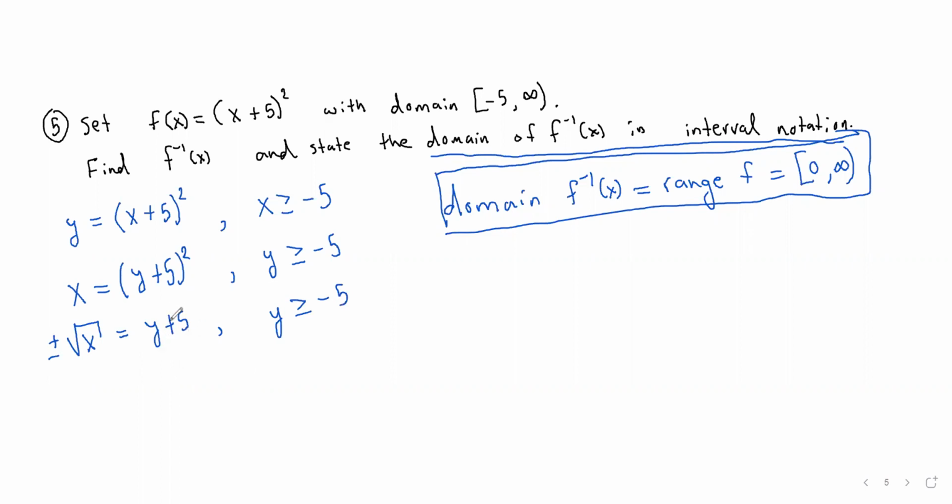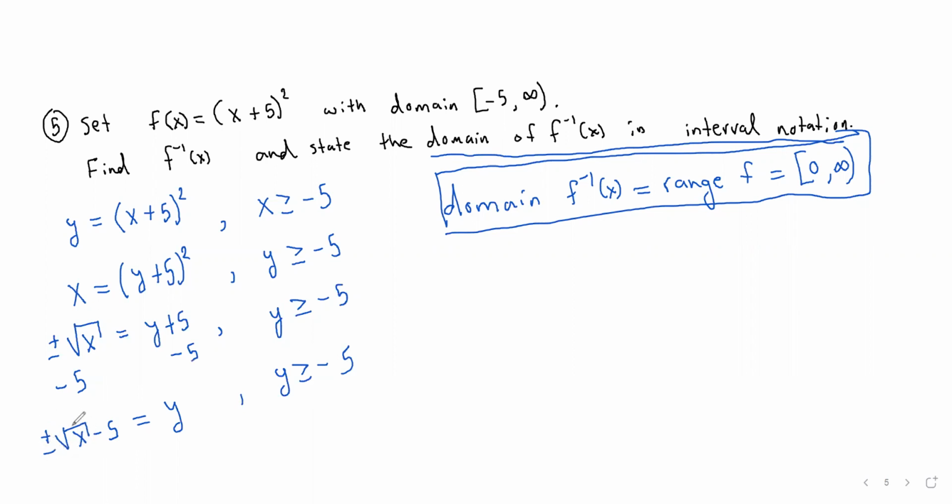And so now we want to solve for y, so I'm going to subtract the 5 on both sides. Subtracting on the right just gives a y. And on the left, we have ± square root of x minus 5. And so now we have the problem. And so, of course, we still have y greater than or equal to -5. Do we take the plus or the minus square root?